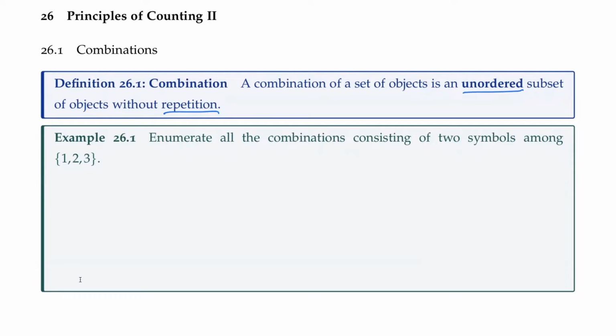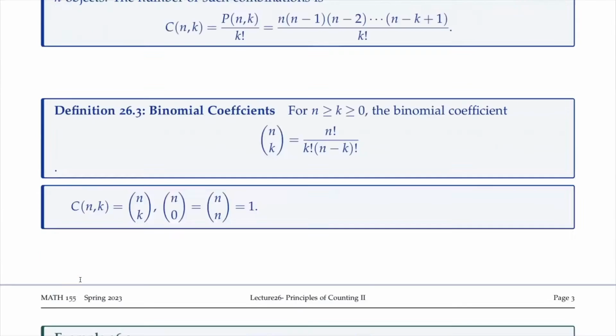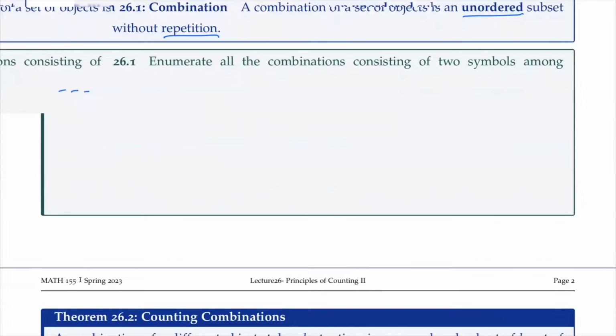So if we take the set of numbers 1, 2, 3, and we care about the permutations, we care about the order. In the last lecture, we saw that there are 6 possible permutations. We worked this out by looking at 3 factorial, which gives us our 6 possible outcomes. But if we just care about an unordered subset of these objects without repetition, here we want to work out all possible combinations where there are just 2 of these 3 numbers.